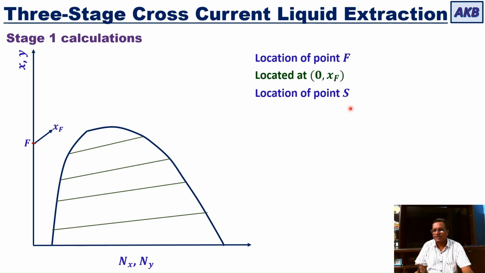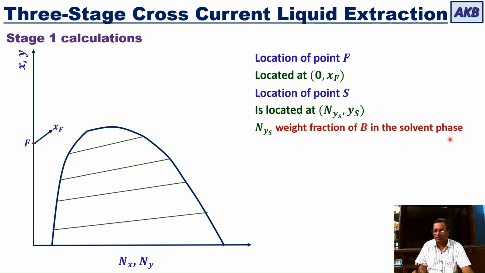Then we have to locate point S. Point S is located with the coordinates NYS and YS. What is NYS? NYS is the weight fraction of B in the solvent phase, and YS is the weight fraction of C in the solvent phase. I will locate YS over here, and then I will locate NYS over here. I'll get this point. This point is nothing but point S that represents the solvent phase.